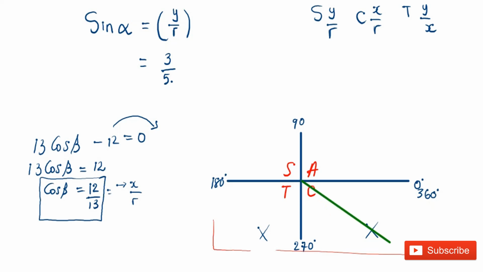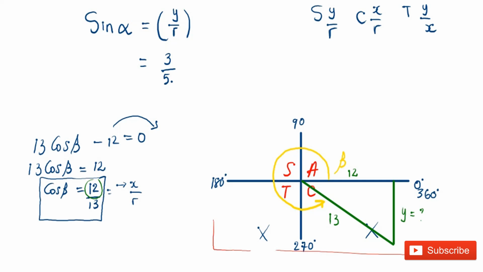Okay, so how would we measure our angle beta? Our angle beta would be measured from the positive x-axis to our line there, and that is our angle beta, right? Okay, we have our triangle there. What is our x? Our x is 12. What is our r? Our r is 13. Okay, what is missing? We are missing the y value.